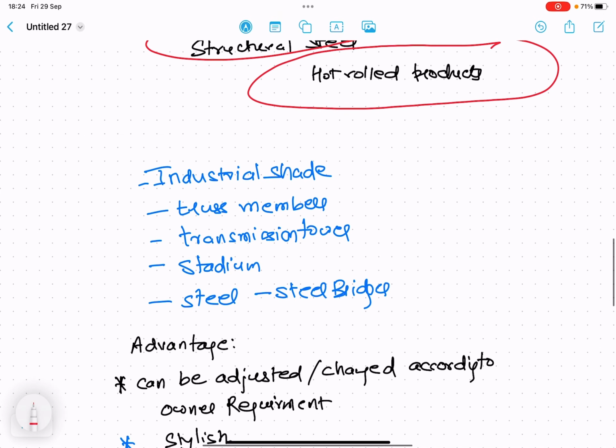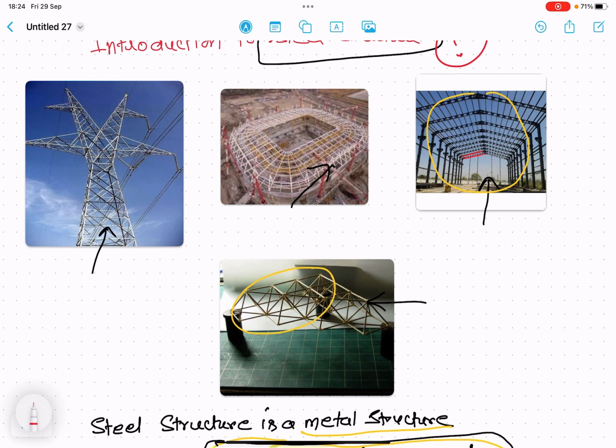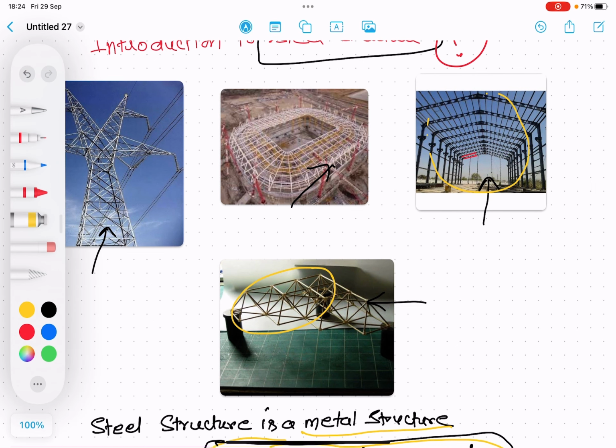Now, this structural steel is used in many applications. It is used in industrial sheds. This is the advantage of industrial sheds that I have shown you. In industrial sheds, wind load has to be carried, and they can easily carry the deformation, and the load is distributed over more area, and this load is transmitted from the beam to the foundation without damaging the structure. So this is an industrial shed.